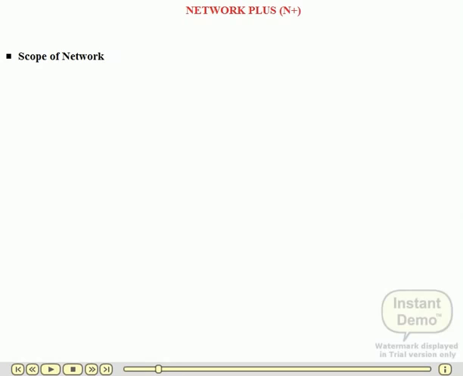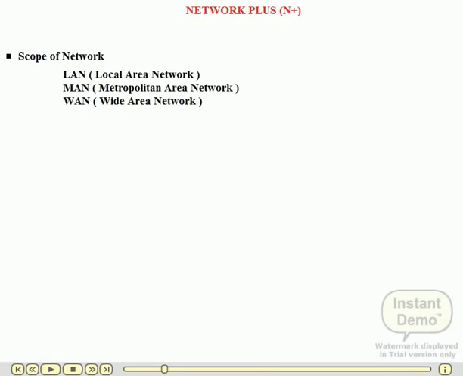Next, the scope of networks. Do you know why we need networks? Okay, we understand. Network means it is easy to share our data and easy to share our facilities. Basically, networks have three types: LAN, MAN and WAN.